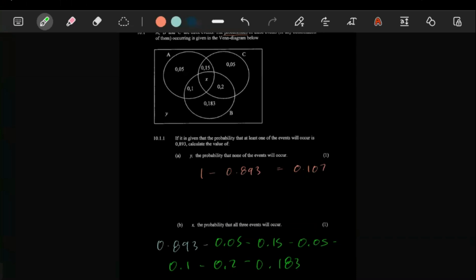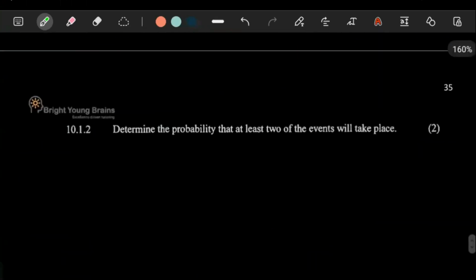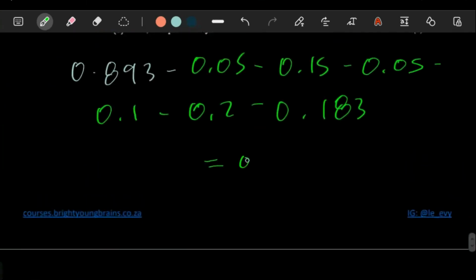Let's just double check. You have 1, 2, 3, 4, 5, 6 numbers to remove. 1, 2, 3, 4, 5, 6. Yeah. So don't think that you're wasting time by double checking. The worst thing you can do is to try and just rush past things. 0.16 is your value of x.